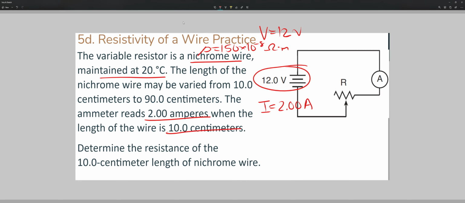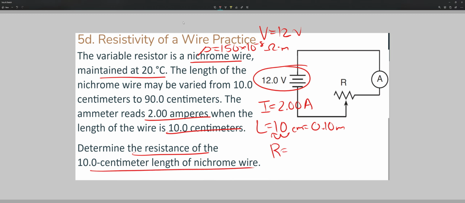When the length of wire is 10 centimeters, you convert it to meters. How do I convert it to meters? I'm just going to move the decimal place over 2 spaces. And now they want to determine, what is the resistance of this wire? I know most of you are going to jump to this formula right here, because that's a formula we've been using for a while. We can't use this formula though, because we don't have my area. We have my resistivity rho, we have L, we have R. We're looking for R, but we don't have A.